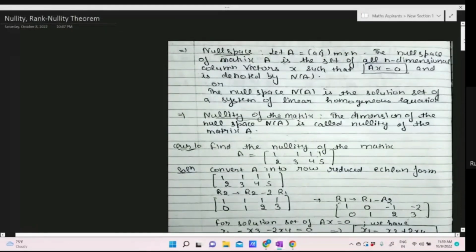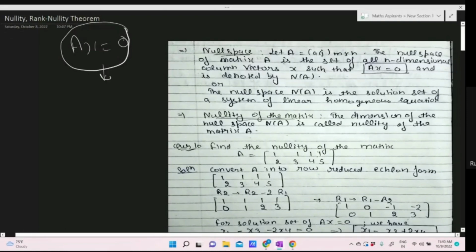Before defining nullity, firstly we will discuss what is null space. Let A be a matrix of order m cross n, then the null space of the matrix A is the set of all n-dimensional column vectors x such that Ax is equal to 0. Or we can say that the null space of A is the solution set of the linear homogeneous equation. That is, Ax equal to 0 is the linear homogeneous equation. Then the collection of the solution set of this system is the null space of the matrix A.